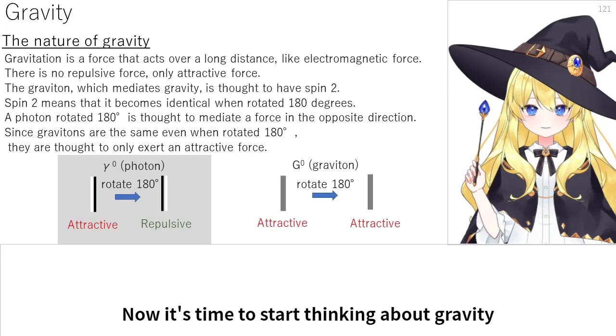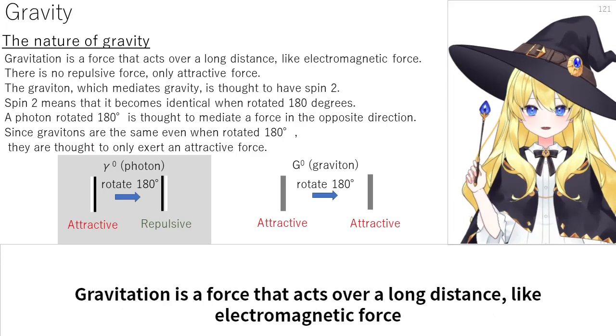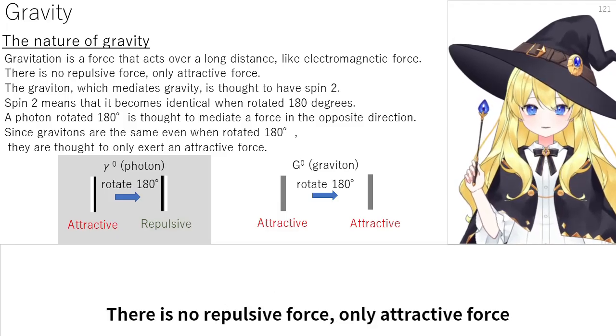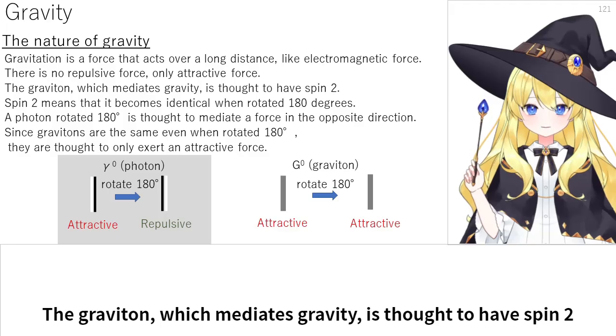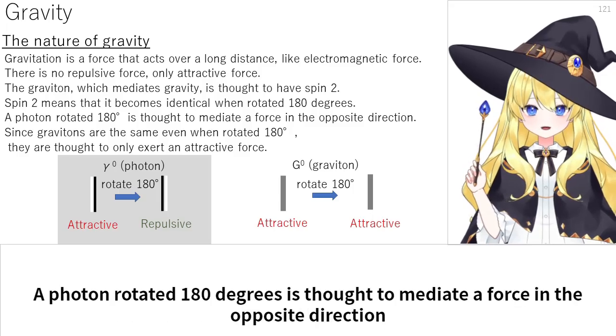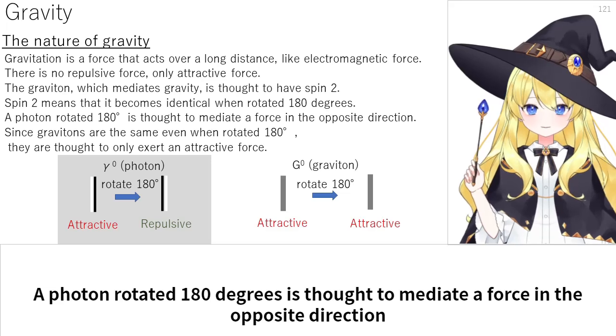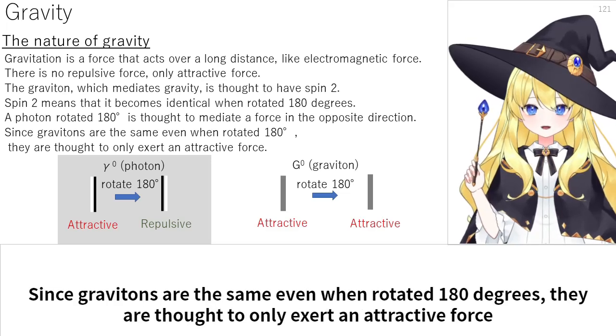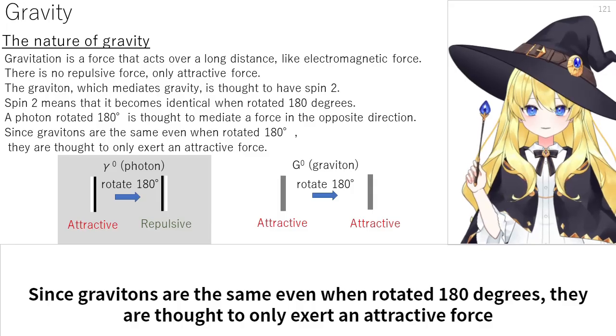Now it's time to start thinking about gravity. Gravitation is a force that acts over a long distance, like electromagnetic force. There is no repulsive force, only attractive force. The graviton, which mediates gravity, is thought to have spin 2. Spin 2 means that it becomes identical when rotated 180 degrees. A photon rotated 180 degrees is thought to mediate a force in the opposite direction. Since gravitons are the same even when rotated 180 degrees, they are thought to only exert an attractive force.